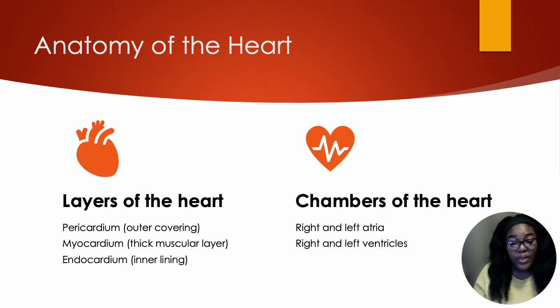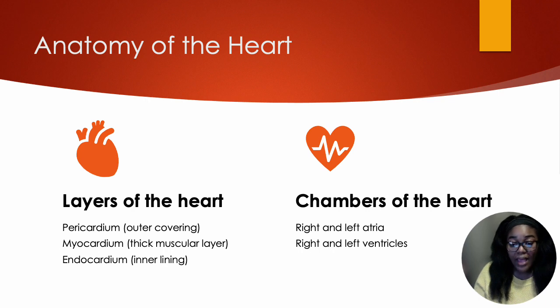Just as a review, we have the anatomy of the heart, and I just want to talk briefly about what the layers and the chambers are. So we do have three different layers. We have the pericardium, which is the outside layer of the heart. Then we have the myocardium, which is the muscular layer. And then we have the endocardium, which is the inner lining. And sometimes we have alterations in these areas that could cause issues later. In this lecture, we'll discuss a little bit about that.